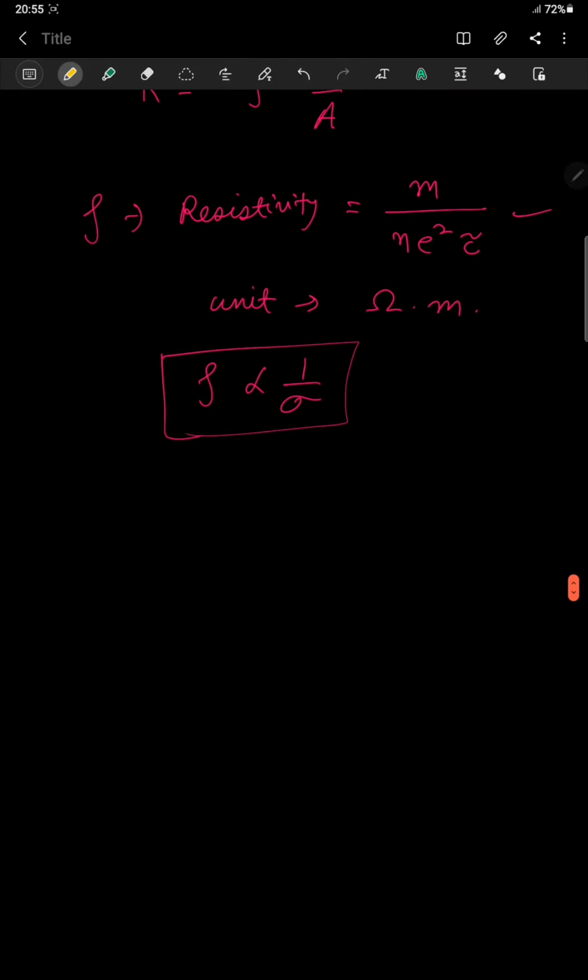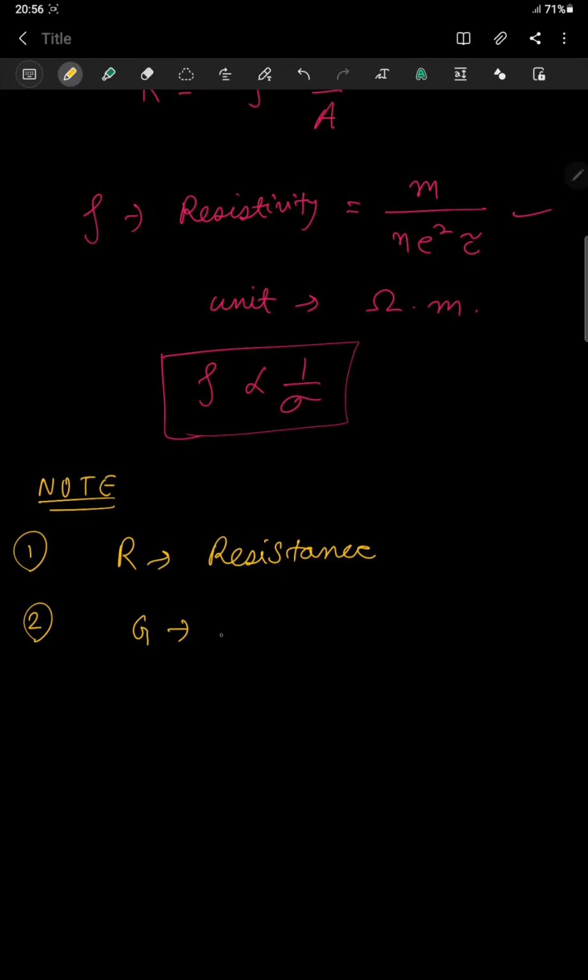Then let us go to the note. What extra things do we know? From the note, first, R is your resistance. And what is the inverse of R? That is capital G, which is called conductance, equal to 1 by R. Third, rho is equal to 1 by sigma, where rho is resistivity and sigma is conductivity, as you know.